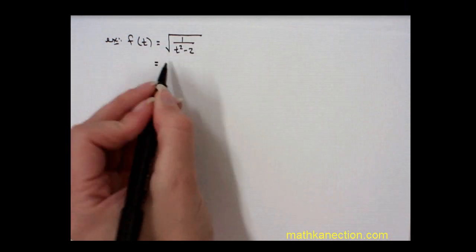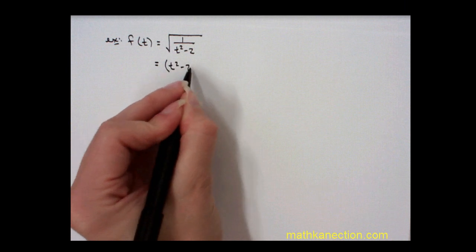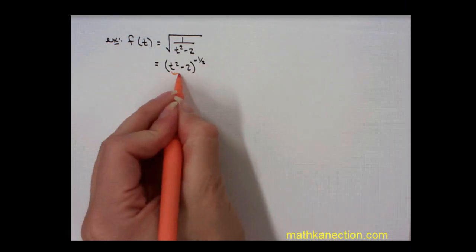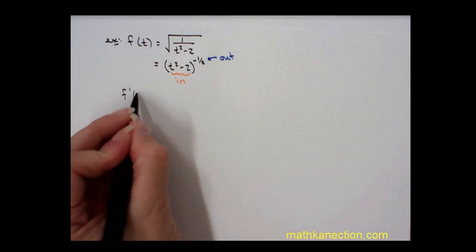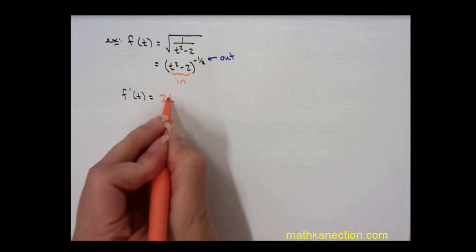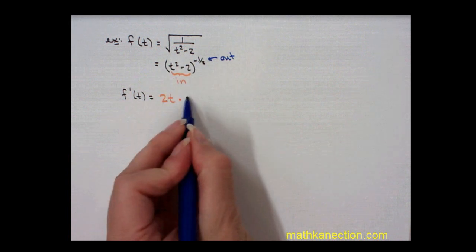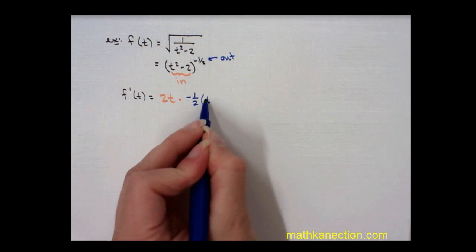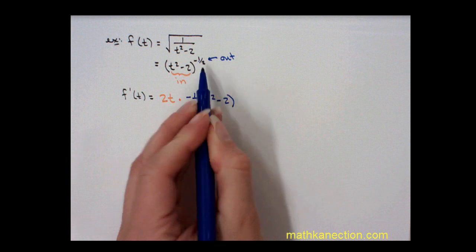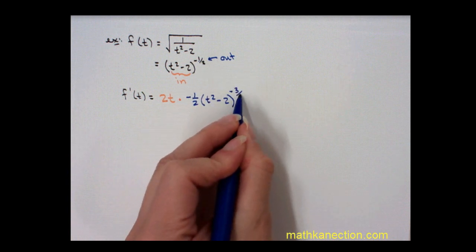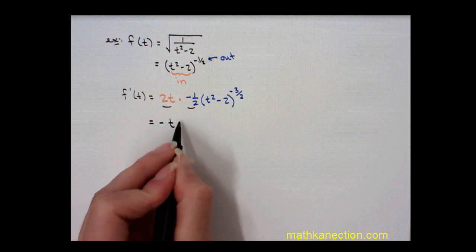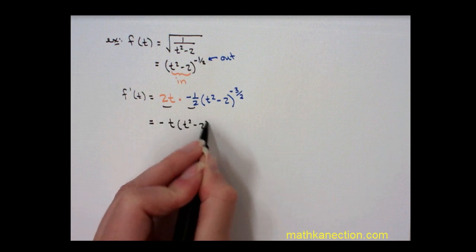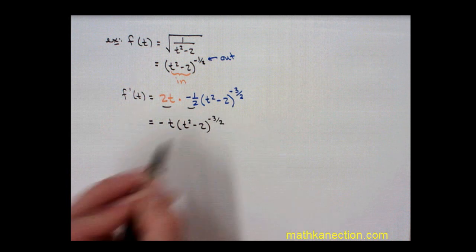Rewriting the function as t squared minus 2 to the negative 1/2 power. The inside function is t squared minus 2. The outside is the negative 1/2 power. Taking the derivative of the inside will be 2t. Multiplied by the derivative of the outside is negative 1/2, keeping the inside the same of t squared minus 2. The new exponent will be negative 3/2. Simplifying will make negative t times the quantity t squared minus 2 to the negative 3/2.